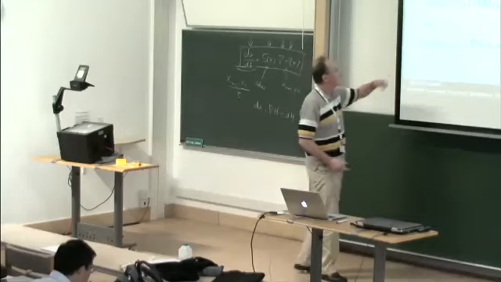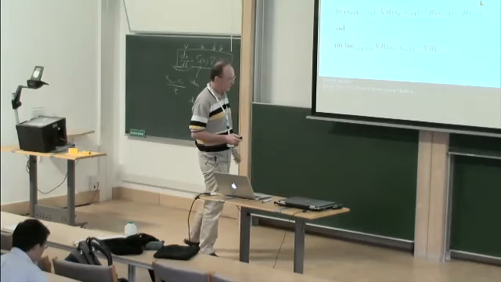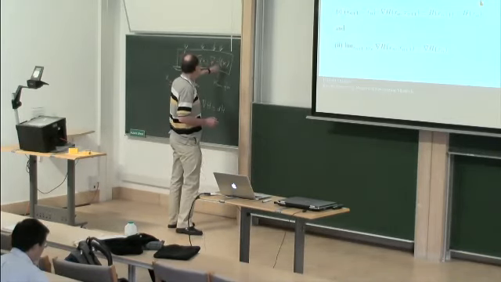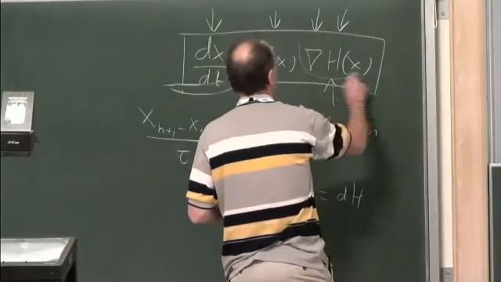And then, of course, you want some consistency. So in the limit that the new point and the old point are close together, the discrete gradient should go to the continuous gradient. Okay, so that's the definition of this part together here.